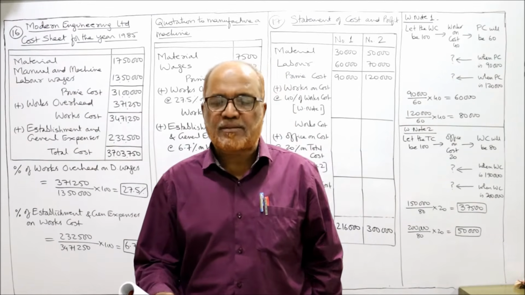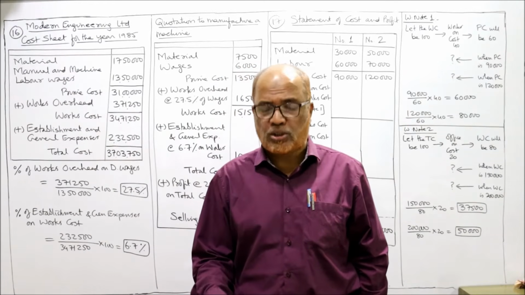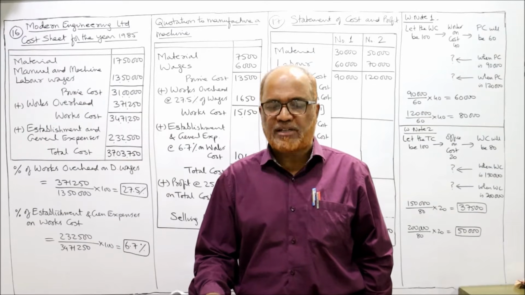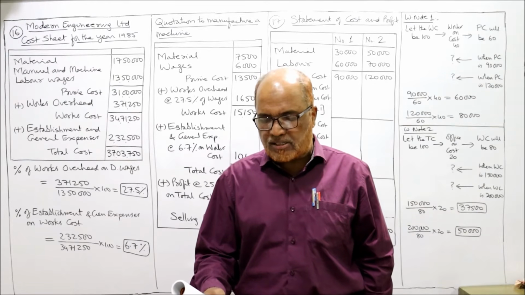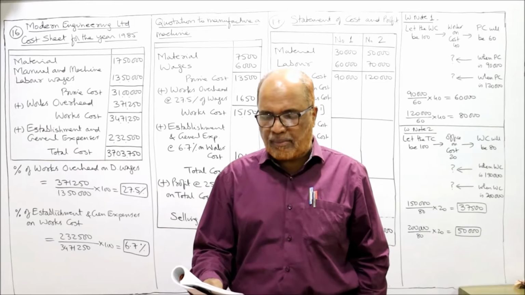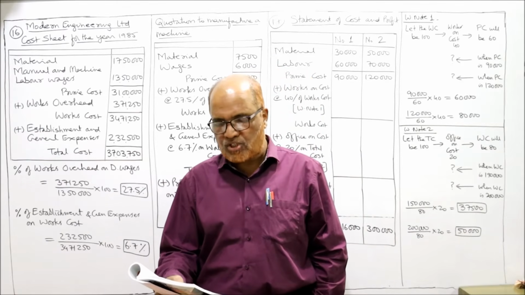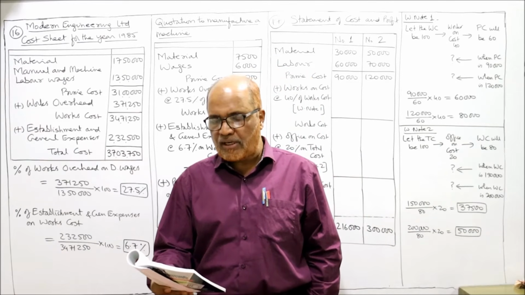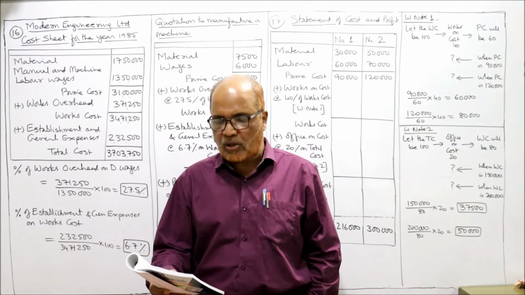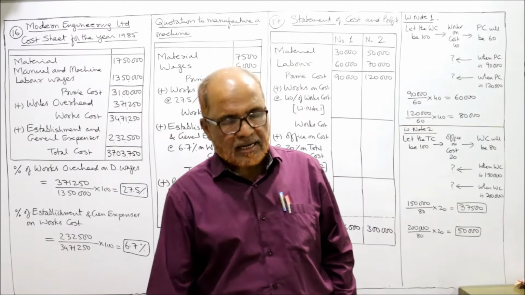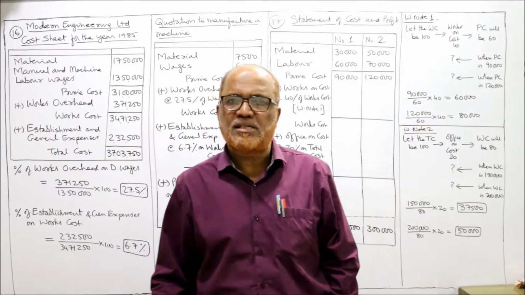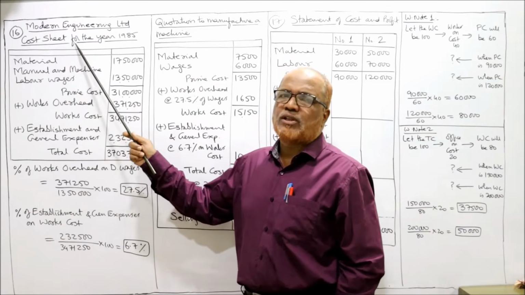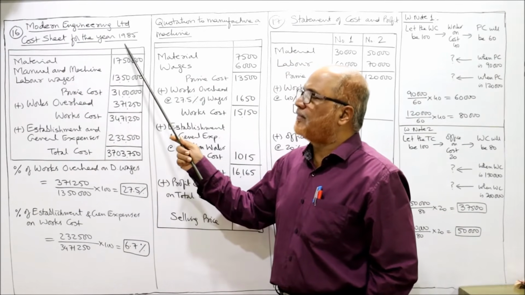Now what price should the company quote to manufacture a machine which is estimated to require an expenditure of 7,500 in material and 6,000 in wages, so that it will yield 25% profit on total cost? Exactly similar, only a small difference is there. First of all, we'll make the cost sheet for last year, 1985.